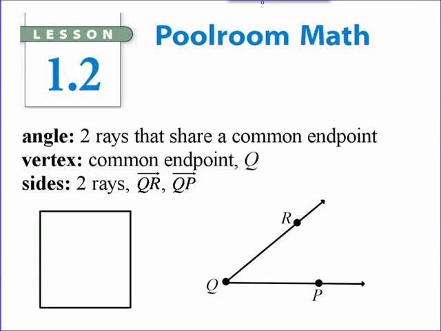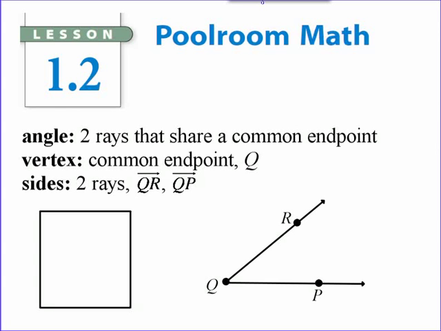That common endpoint that they share has a special name called a vertex. So in this case, the vertex is point Q. And then you also have two sides of the angles. The sides are the actual two rays. Now if you remember how we name a ray, we always start with the endpoint, and then we go in the direction that it continues on. So we would have ray QR and ray QP would be my two sides.